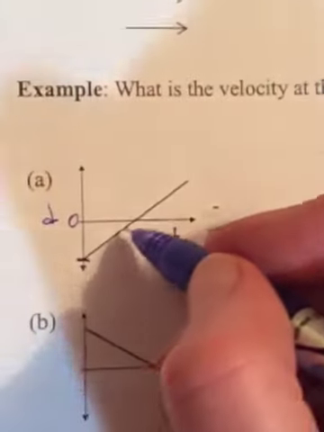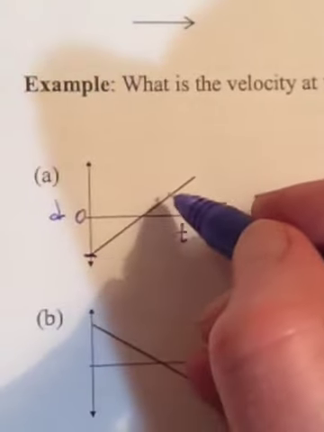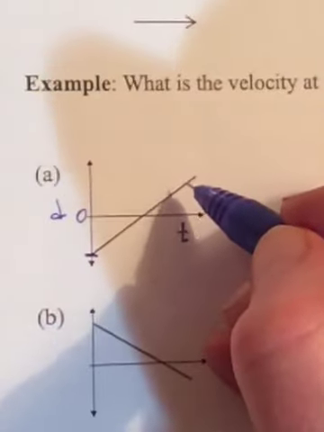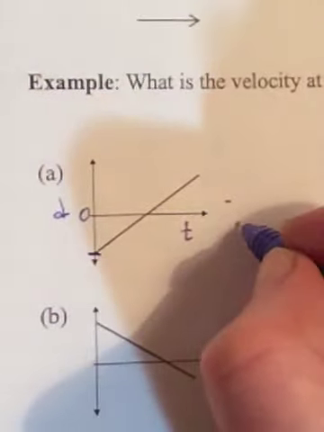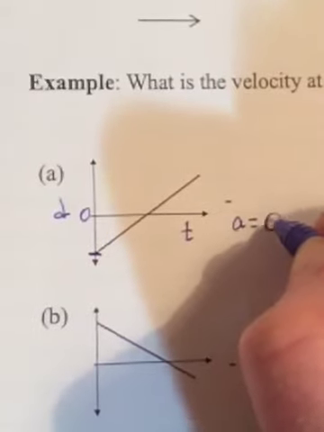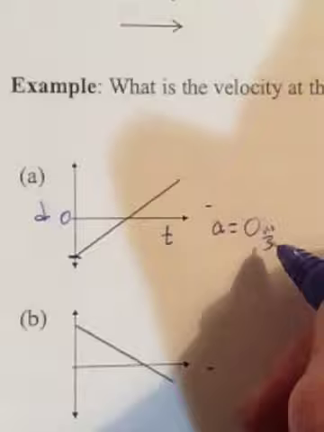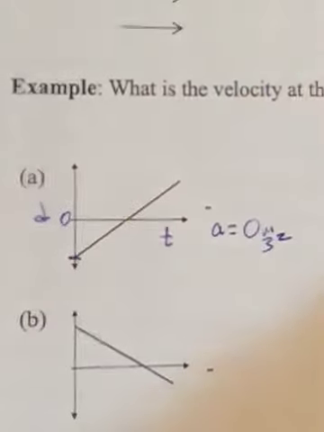Okay, so this object's traveling in a positive direction at constant speed because the slope isn't changing, and because the slope isn't changing, it means there is no acceleration. A is equal to 0 meters per second squared. Graph 1.